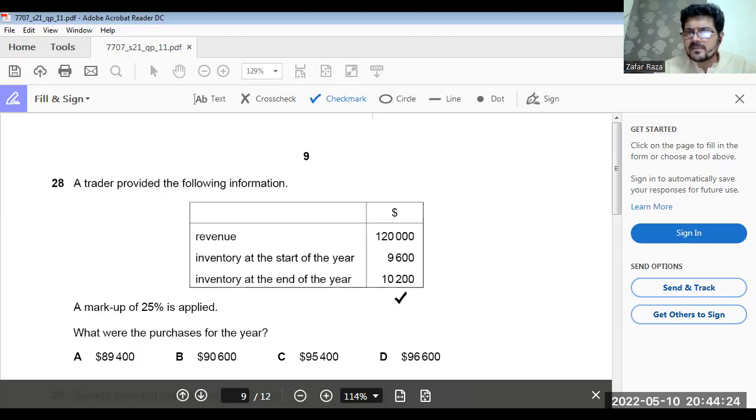Getting my point clear? Okay, now 96,000 is cost of sales plus inventory at end 10,200 minus inventory at start 9,600. So total purchases is 96,600. D option should be the answer. Getting my point clear? Question number 28, D option is the answer.